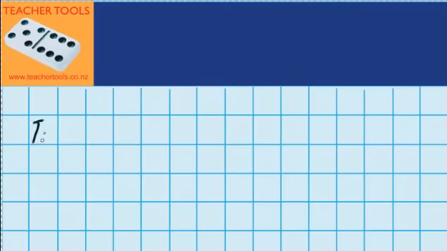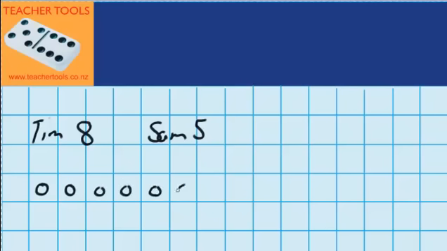Tim has got 8 counters and Sam has got 5 counters. I want to work out how many more counters Tim has than Sam. Right, let's start by drawing out Tim's counters. 1, 2, 3, 4, 5, 6, 7, 8.